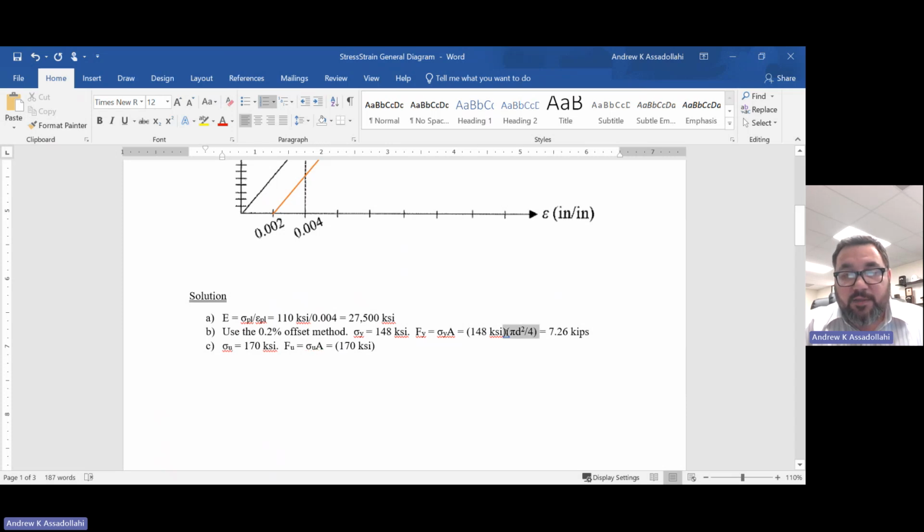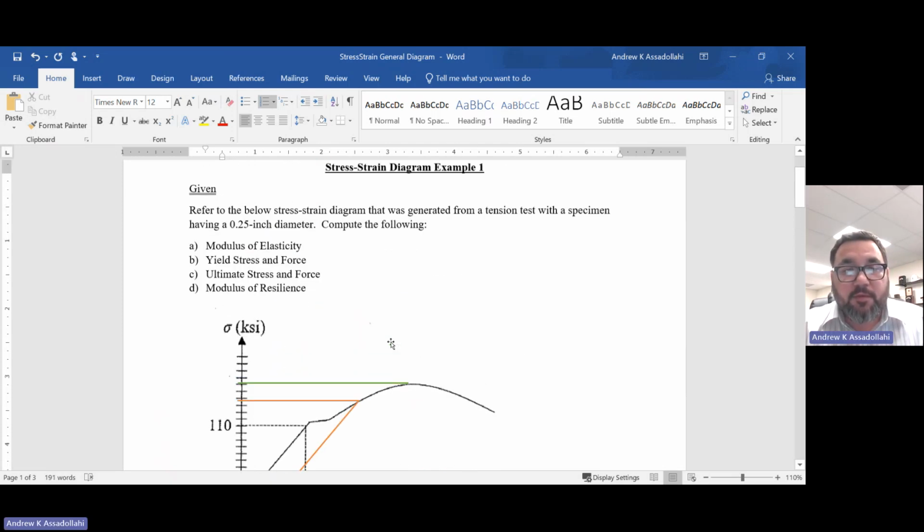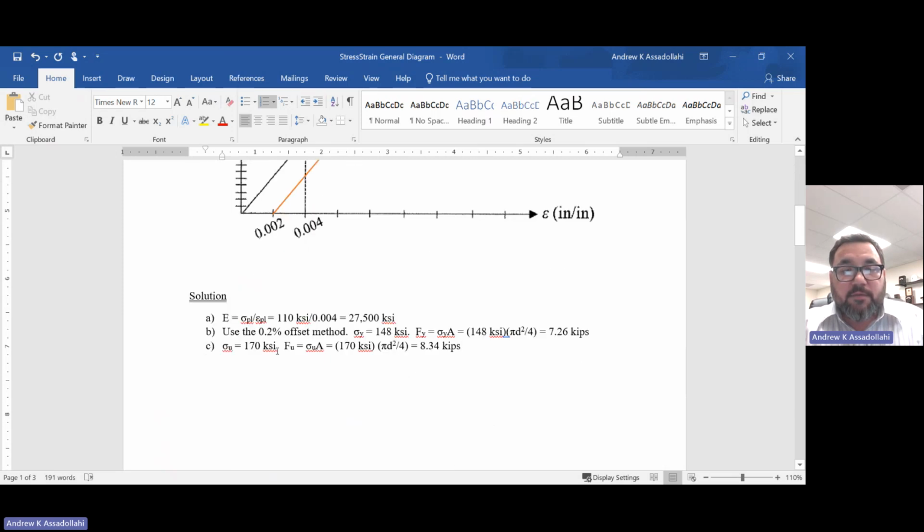Instead of retyping that pi d squared over 4 term, I'm just going to copy-paste this to make it go a little faster. And how do I calculate this? Well, again, you just take that cross-section area like we calculated earlier, multiply by 170, and you should get about 8.34 kips, okay? So that's my answer to part C, all right? Got the ultimate stress and ultimate force.